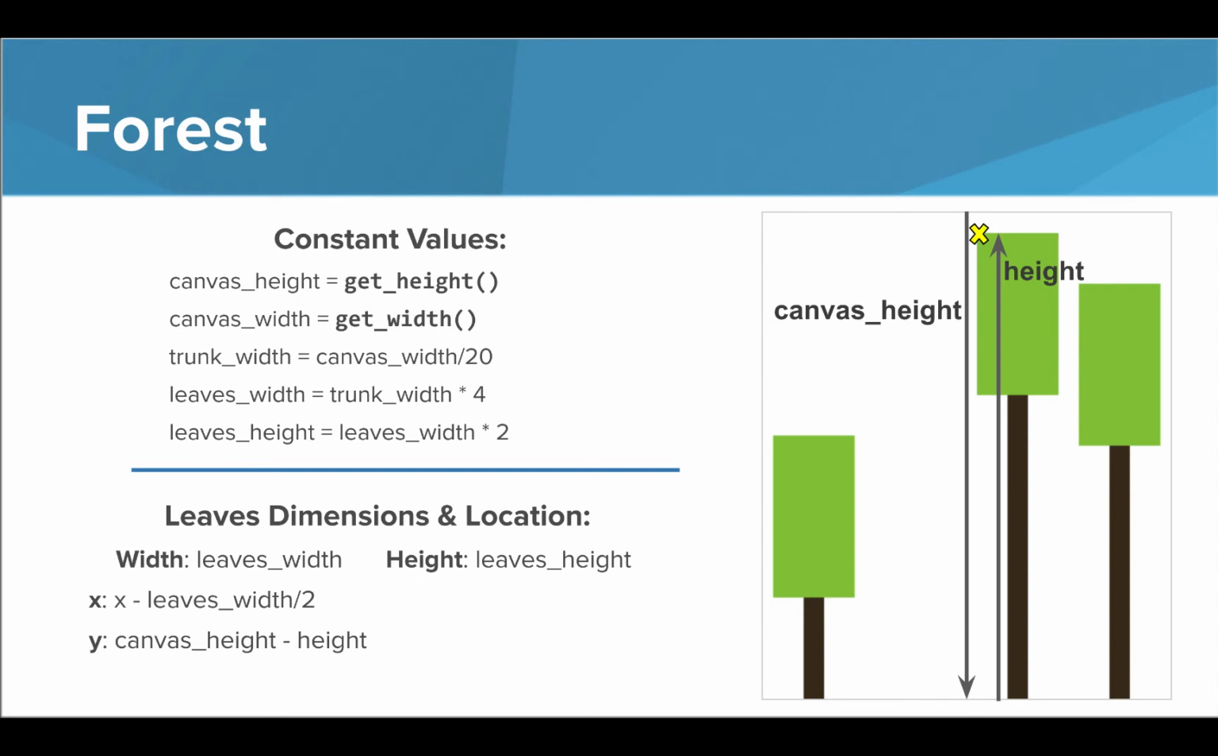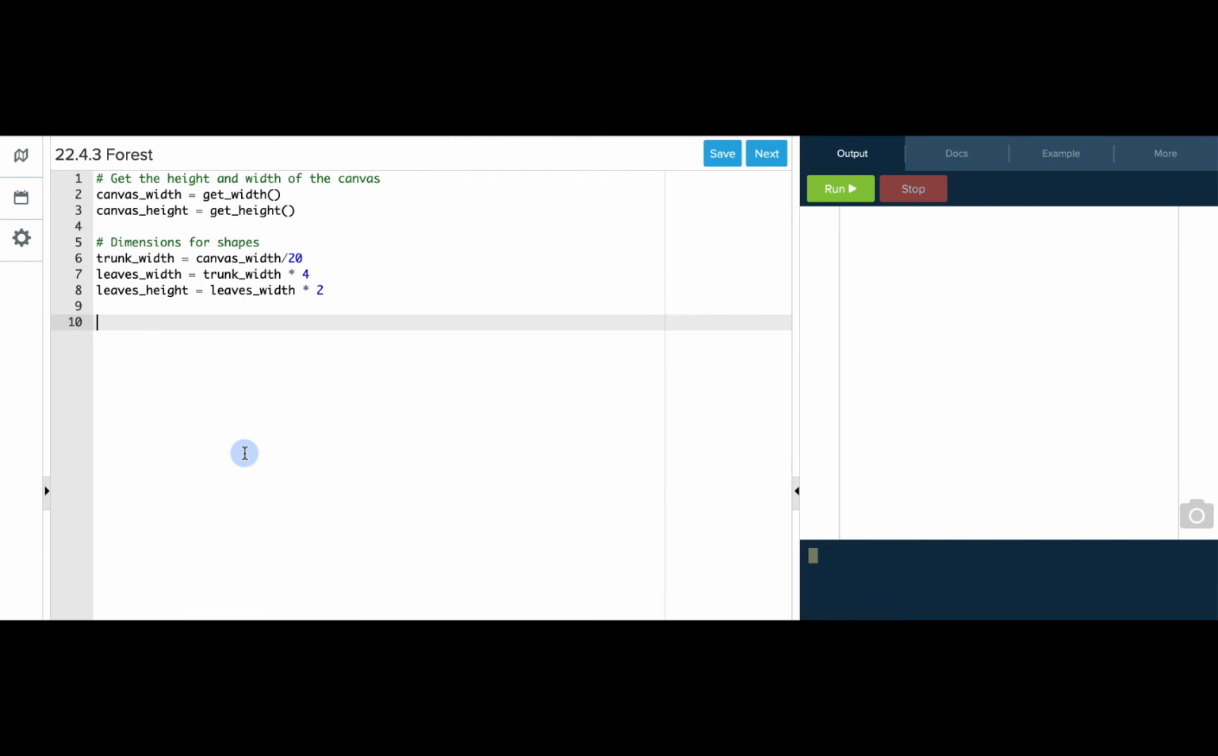Now let's head to our editor. When we first start this program, we see that the width and height of the canvas are being saved into variables canvas width and canvas height, and they're being used to size the different parts of our shapes. So we want to create a function that will draw a tree for us. And we want this function to take an x-coordinate of where the tree will be located, as well as the height of the tree. Let's start by just drawing the trunk of the tree.